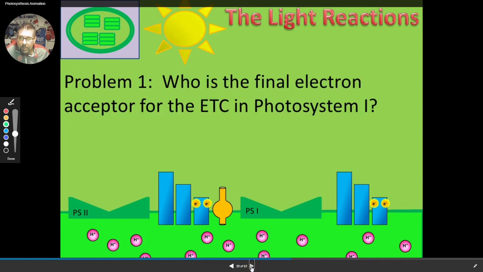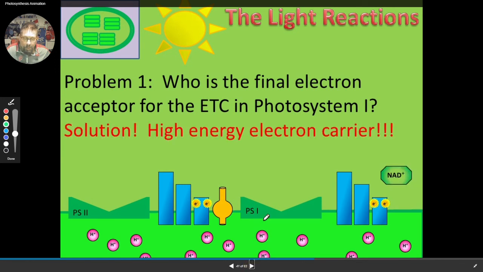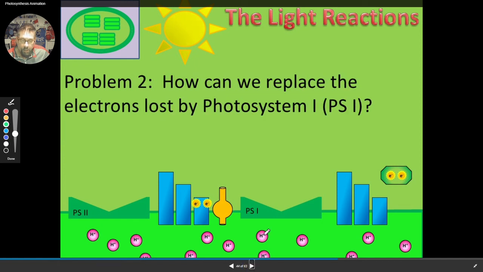All right. So question 1. Who's the final electron acceptor for the ETC in photosystem 1? In other words, who's going to take these guys to the Calvin cycle? And you should know the answer to this. That's right. The NAD. Now you're asking, okay, where's the P at? It's already given it up for the phosphate. And now it's going to take this NADH. Okay. So it's going to carry those that way.